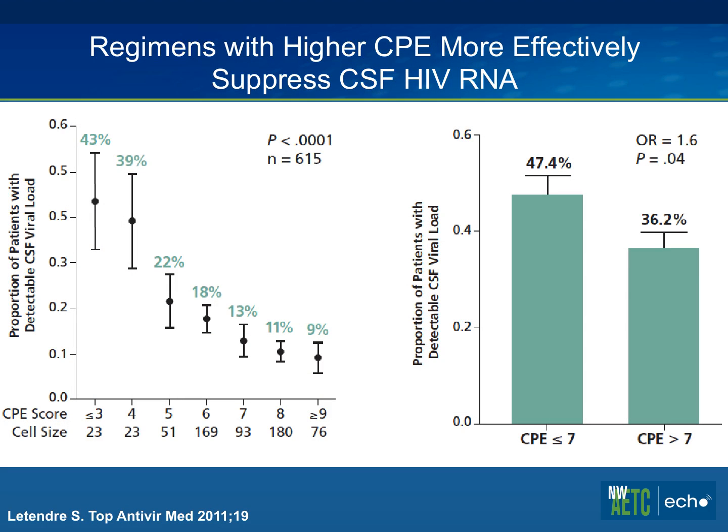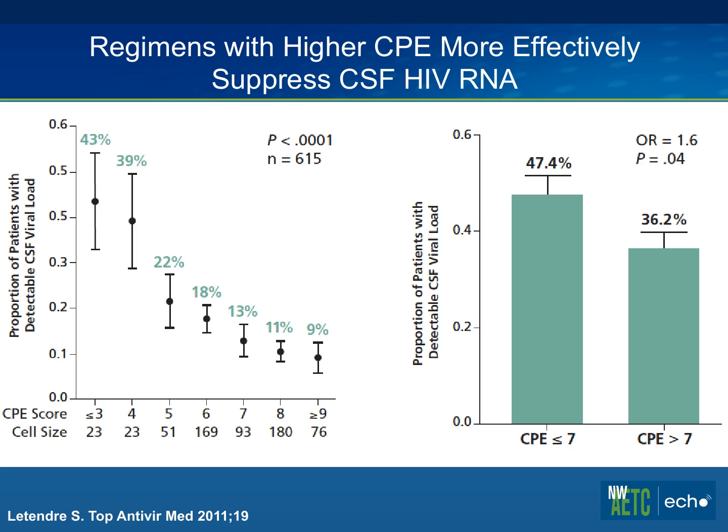These graphs are taken from one of Scott's publications. The one on the left is looking at the proportion of patients with detectable CSF viral load on the y-axis by the CPE score. And the CPE score for a regimen is just the sum of the individual parts. And you can see that as the CPE score goes up, fewer patients have detectable CSF virus. Not surprising, since that's actually taken into account in devising the CPE score.